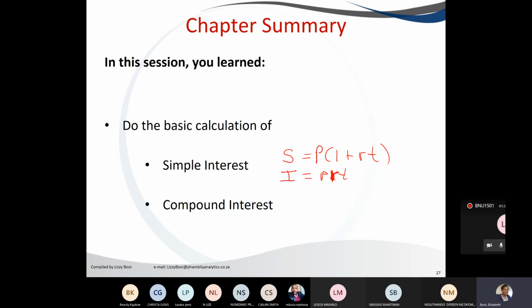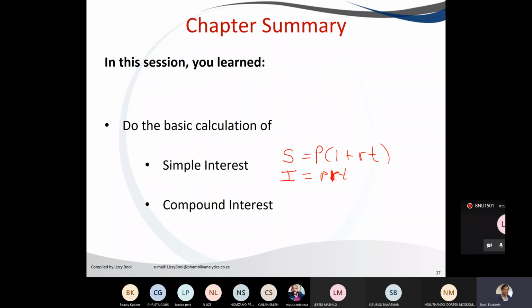And we also learned that we can make any of the values the subject of the formula. So if the question is asking you to calculate your term or your period, you just make T the subject of the formula and solve for T. Or if they ask you to calculate R, you can solve for R.